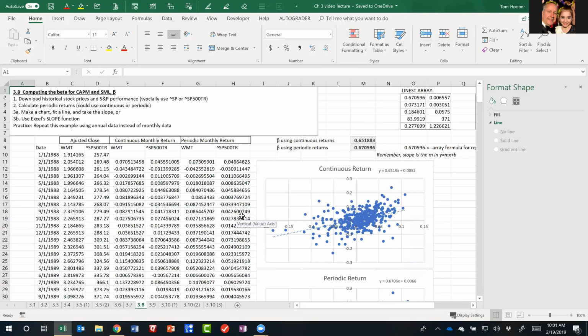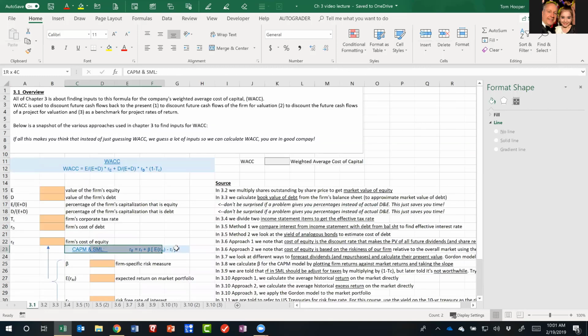This is something I definitely want to get to before we run out of time, and this is beta. I think everybody was pretty comfortable. You'd seen this CAPM formula before, where the return on equity is equal to the risk-free rate plus some beta times the excess return on the market. Hopefully you saw that in your 3303 class. If not, you're going to see a ton of it in your investments class.